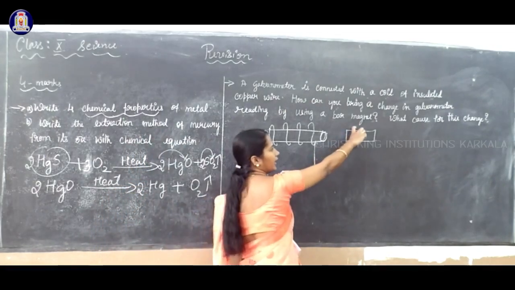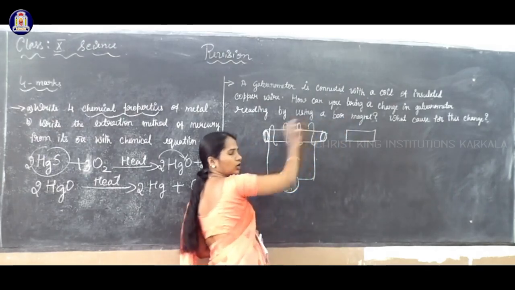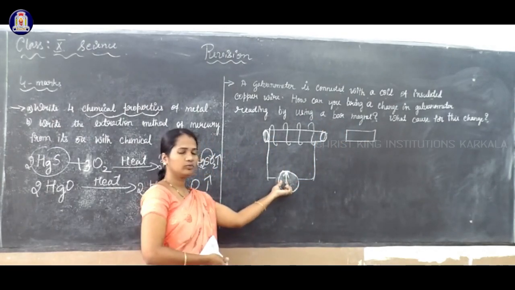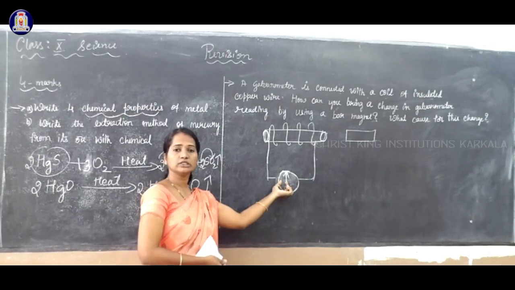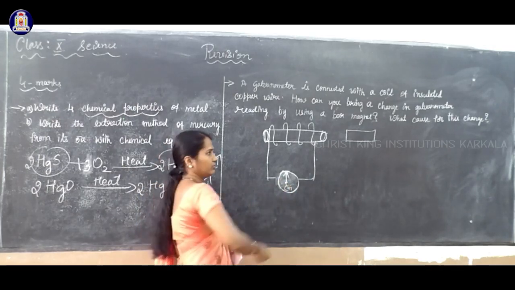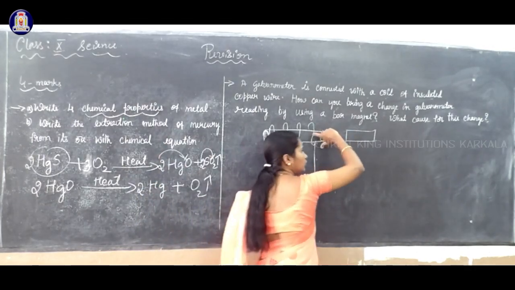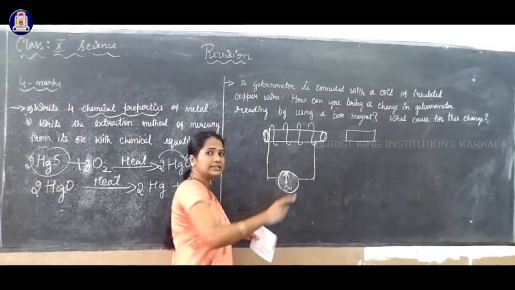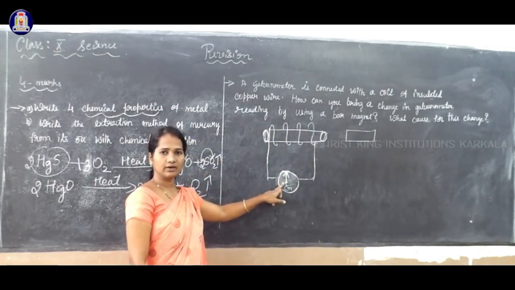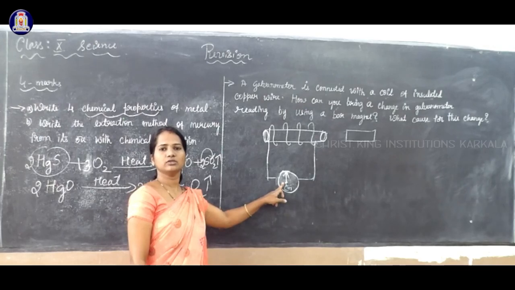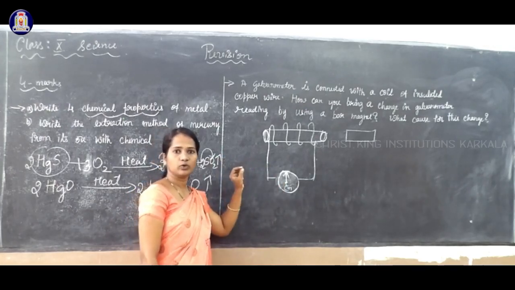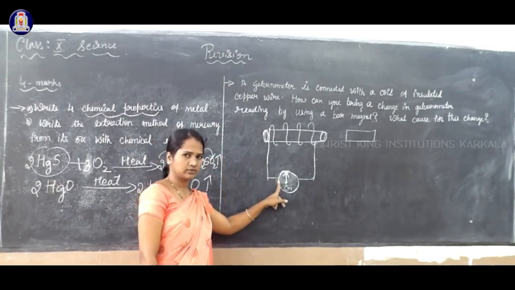When this bar magnet is pushed into the coil, the needle of the galvanometer deflects, which shows the presence of current. When the bar magnet is pulled out of the coil, once again the needle deflects, but in the opposite direction, which shows current is produced in the opposite direction.